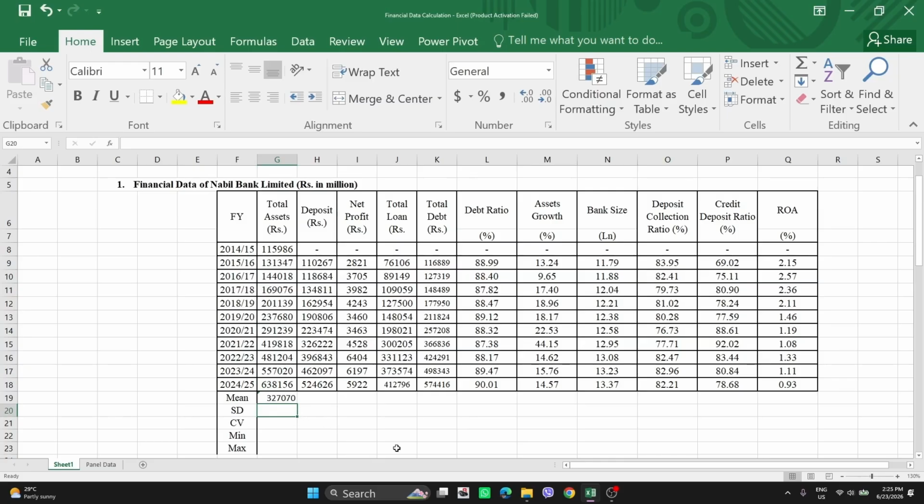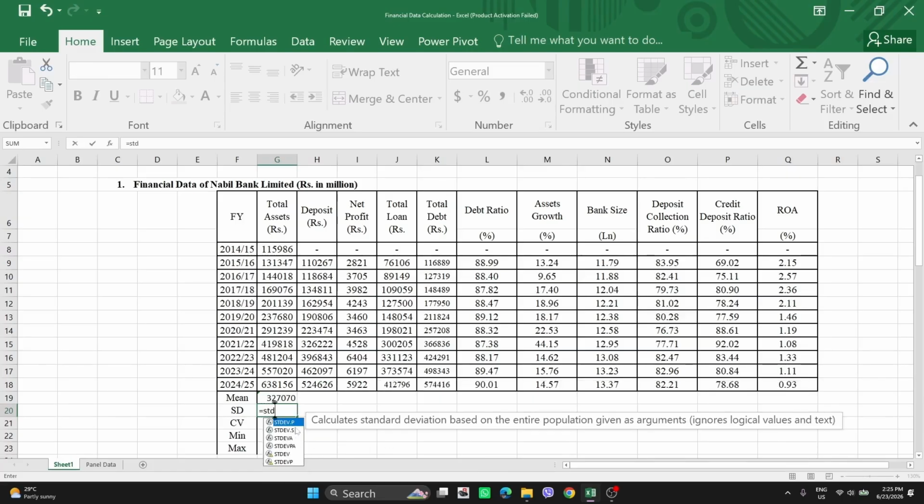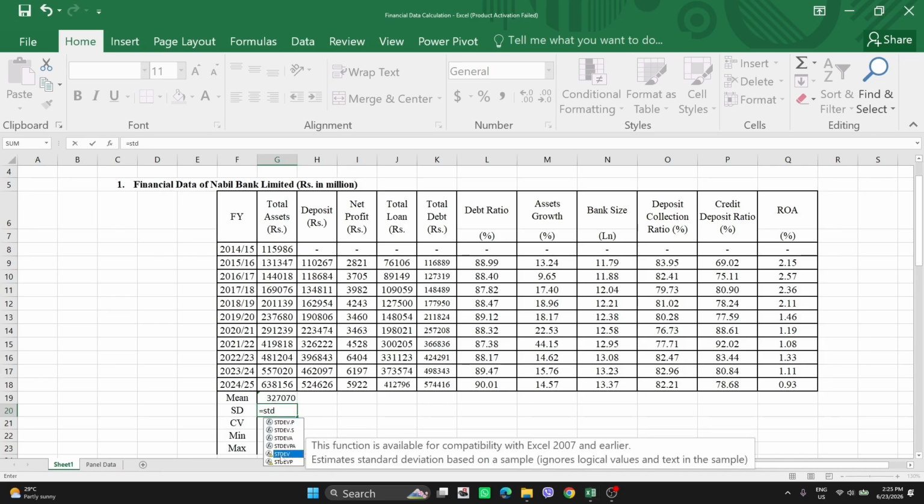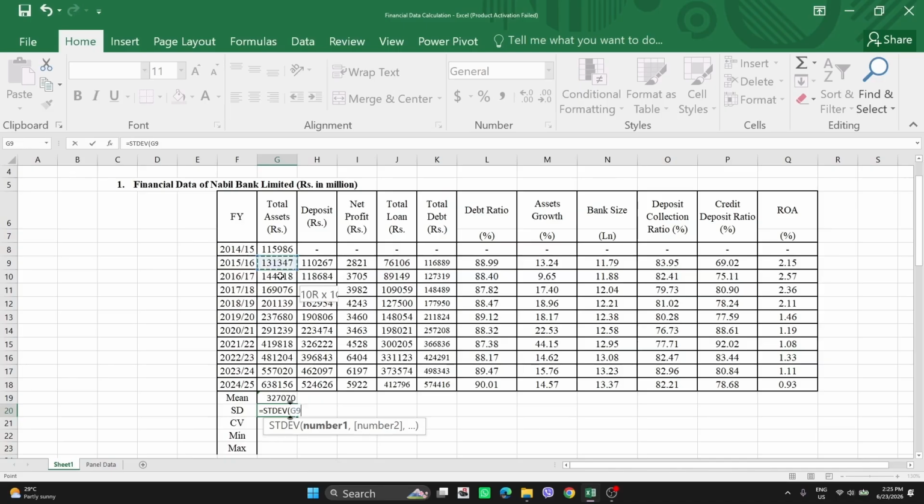After that, to calculate standard deviation, type equals STD. Then we get various names of standard deviation. The most used standard deviation is this second last standard deviation. Clicking this second last standard deviation and then selecting the data over the years, we get the standard deviation. To calculate the CV, that means coefficient of variance, type equals. The coefficient of variance is the standard deviation divided by mean multiplied by 100 percentage. So select standard deviation divided by mean multiplied by 100.